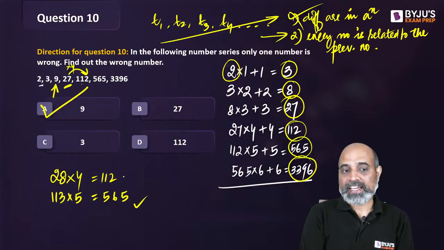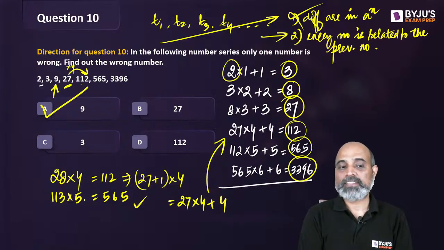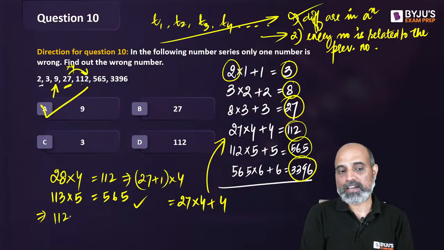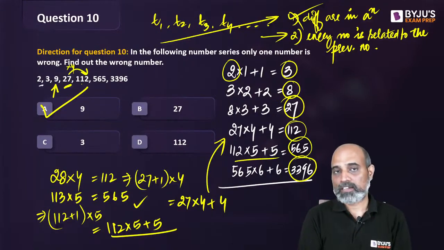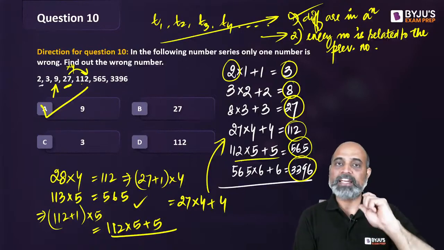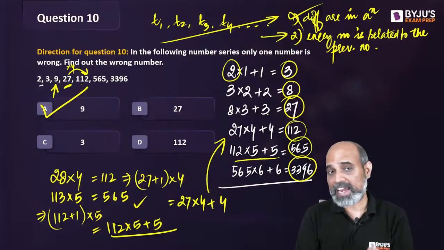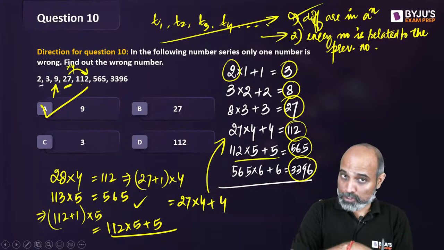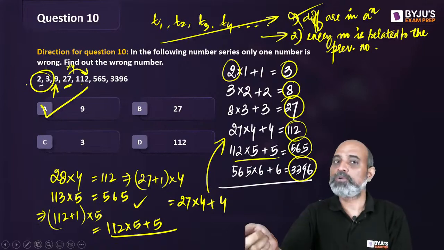So if I write 28 as 27 plus 1 so that I can see the number 27, that gives me 27 into 4 plus 4. And once I wrote 113 as 112 plus 1 into 5 and solved it, I got 112 into 5 plus 5. So I got the pattern of what is going on. We are looking at a particular term, multiplying it with a number and then adding the same number to get the next number. And the numbers we multiply and add start with 1. Use that logic and realize 2 and 3 will also make sense. I will do 2 into 1 plus 1, then 3 will be made.